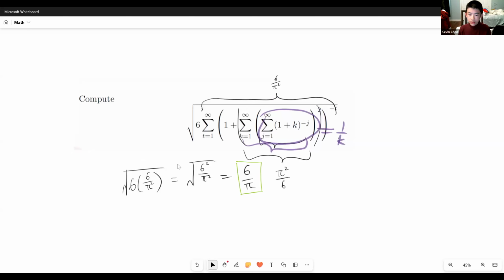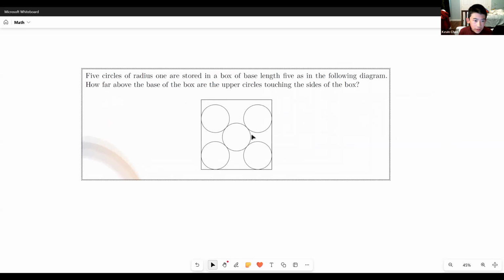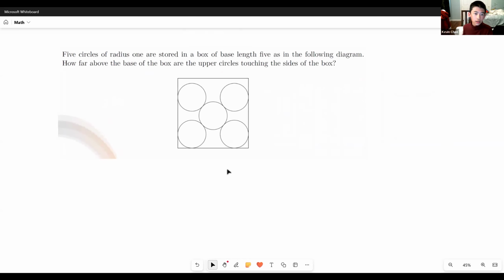So on to the second question and the last question I prepared, which is the 2023 Guts Round Problem 9. And I'll just screenshot it over to Microsoft Whiteboard again. And here's the problem. 5 circles of radius 1 are stored in a box of base length 5 as in the following diagram. How far above the base of the box are the upper circles touching the sides of the box?